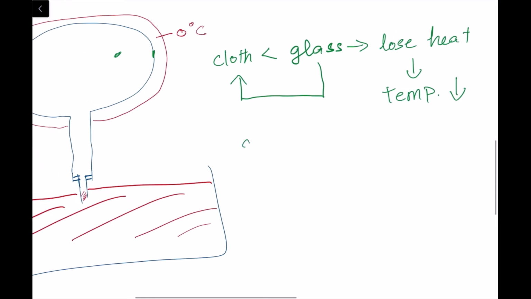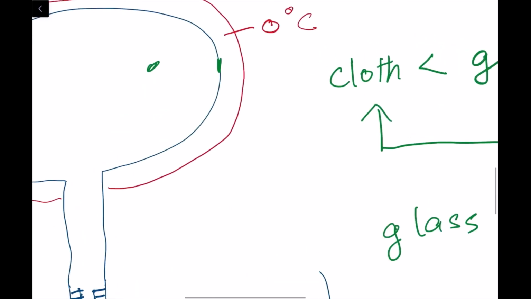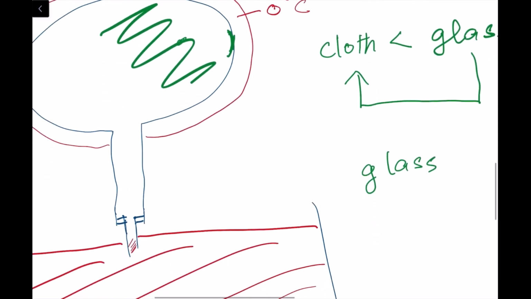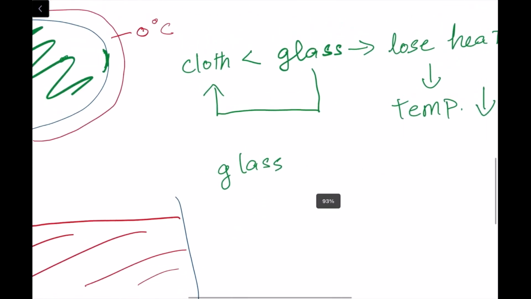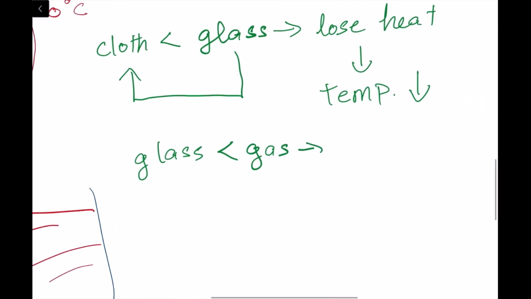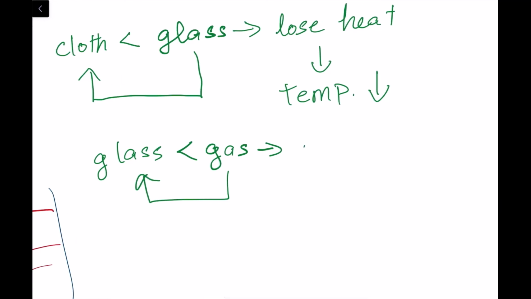Now if we look at the glass and the gas layer interface over here, just at the point of contact between these two materials, the glass is at a lower temperature as compared to the gas. So naturally, again, heat would travel from a region of higher temperature to lower temperature, which would be from the gas to the glass. So this causes the gas to again lose heat, and its temperature falls.